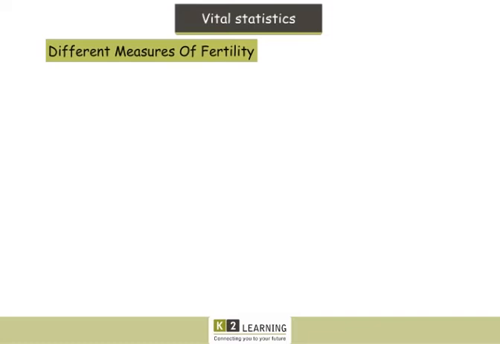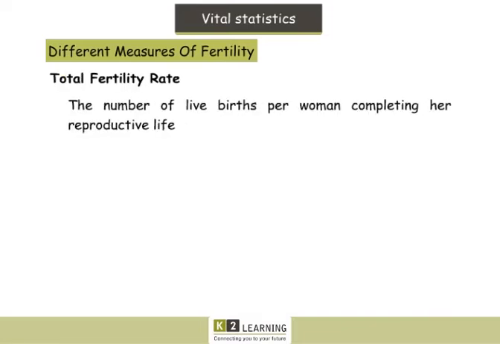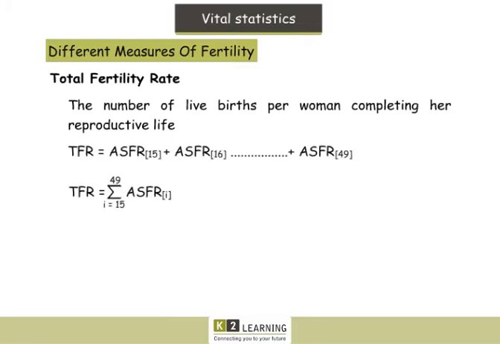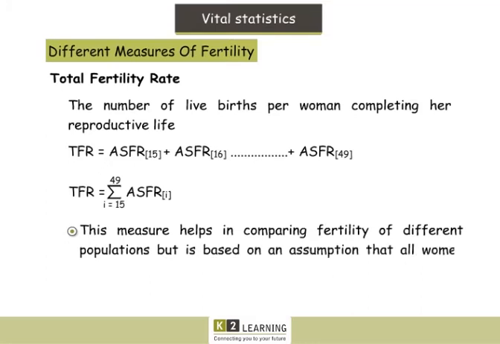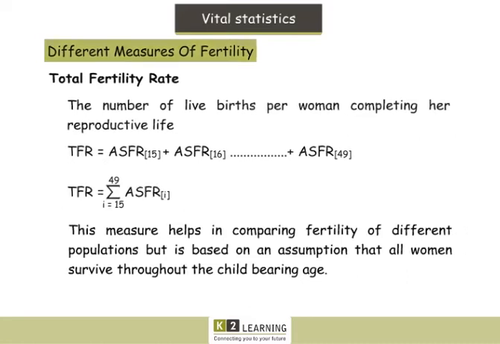The fourth measure is the total fertility rate, the number of live births per woman completing her reproductive life, taking into consideration the total of annual ASFRs of females of childbearing age. Now, this measure helps in comparing fertility of different populations, but is based on assumption that all women survive throughout the childbearing age, which is not true.